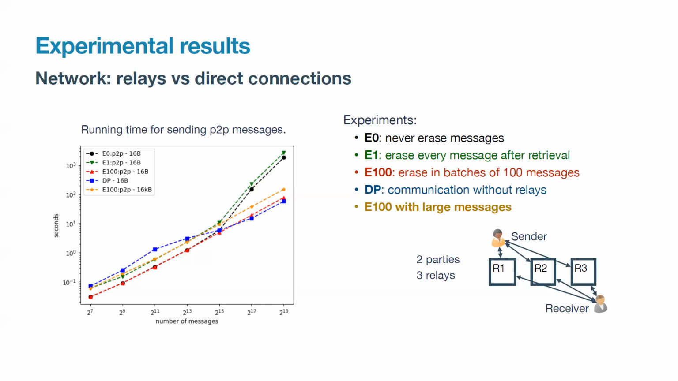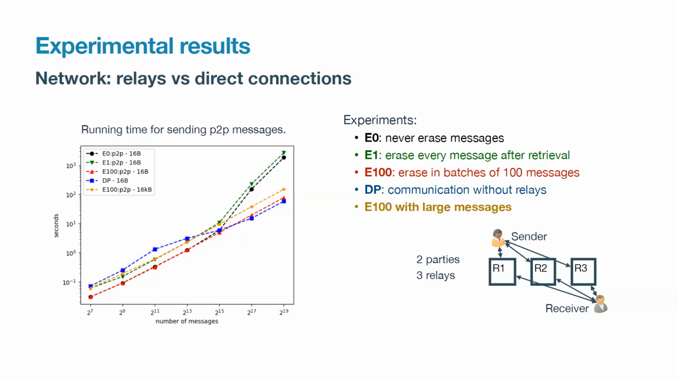So we did this in different ways. First, we use the relays, never erasing any messages. So we always send, but they are never erased. Then in the second experiment, E1, we erase every message after retrieval. And finally, we erase messages in batches. And then we compare this with the DP experiment, which is communication without the relays as usual.